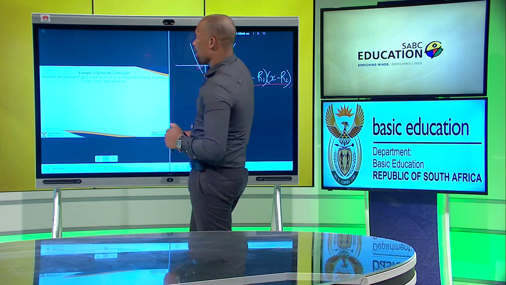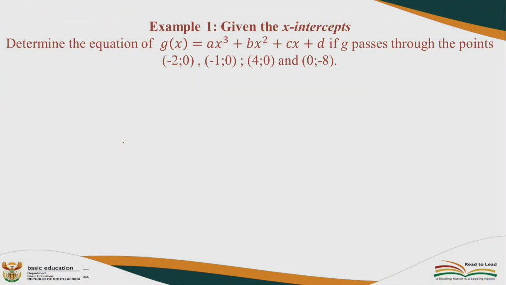Determine the equation of g(x) = ax cubed plus bx squared plus cx plus d, if it passes through the points (-2, 0), and you must know already that is my x-intercept. (-1, 0) is also my x-intercept. (4, 0) is also my x-intercept. And this one is given as another point that it passes through, but this is not an x-intercept. This one is our y-intercept.